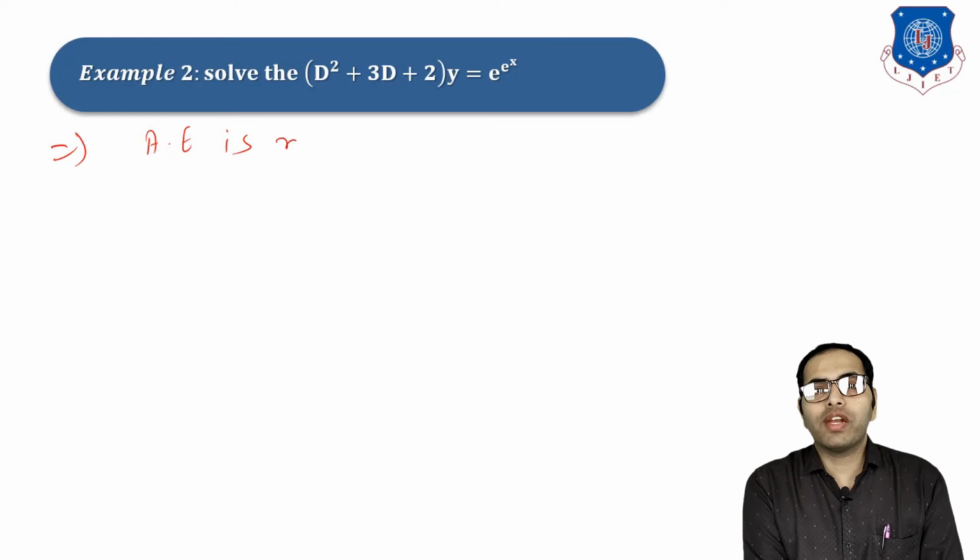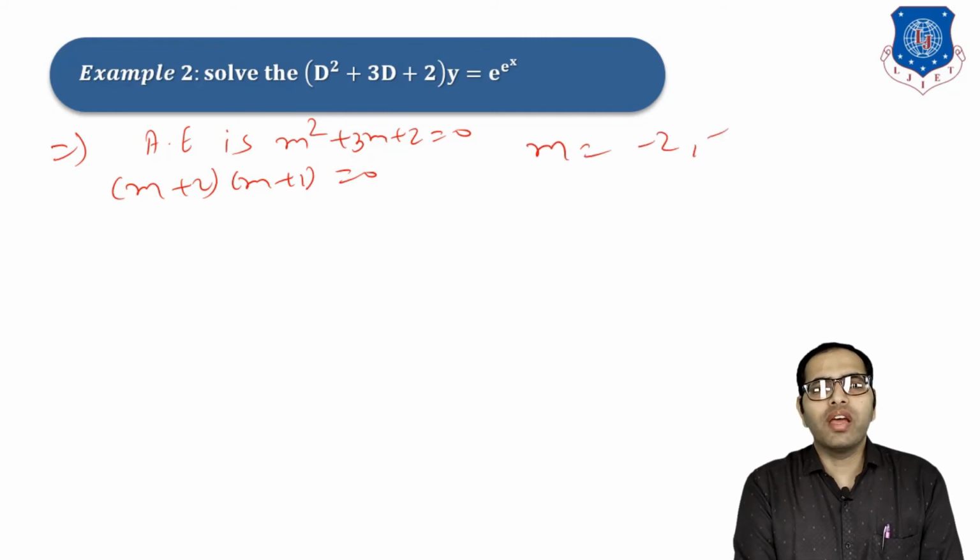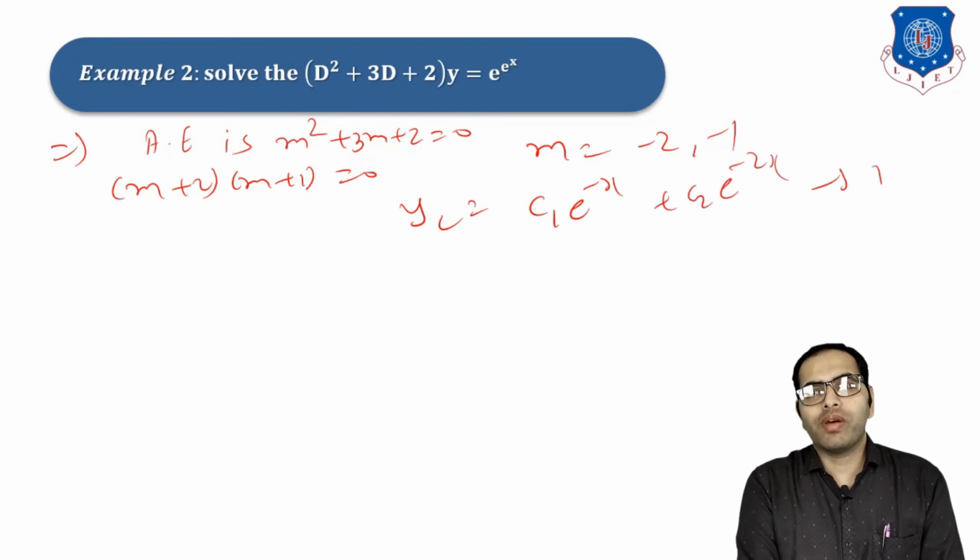Whenever we solve the complementary function, we require the auxiliary equation, which is m² + 3m + 2 = 0. Factorize that term: (m + 2)(m + 1) = 0. Then m is equal to -2, -1. Then yc is equal to c1 e^(-x) + c2 e^(-2x). That is our equation number 1.